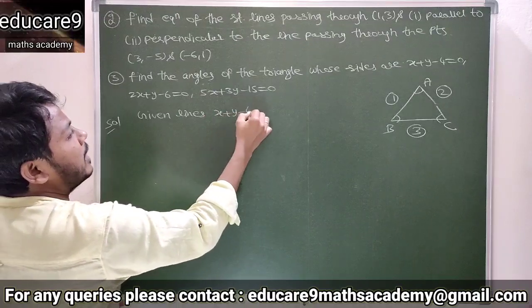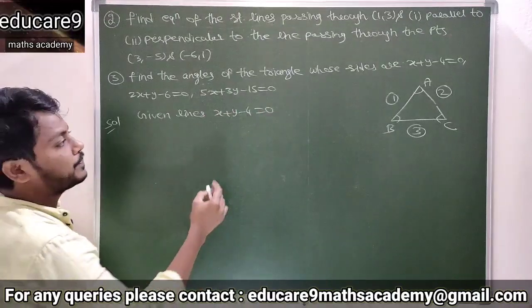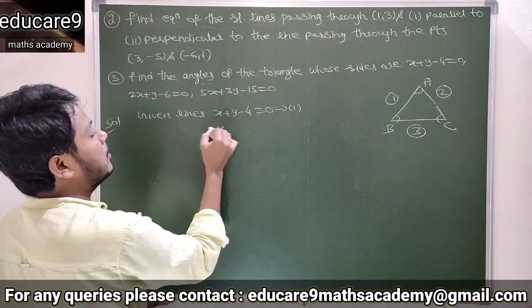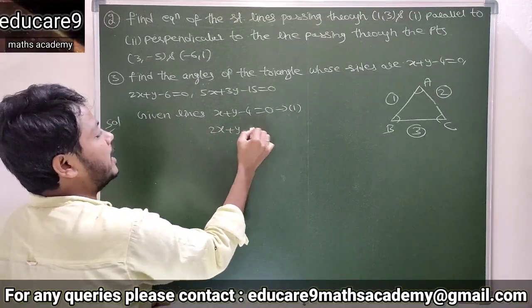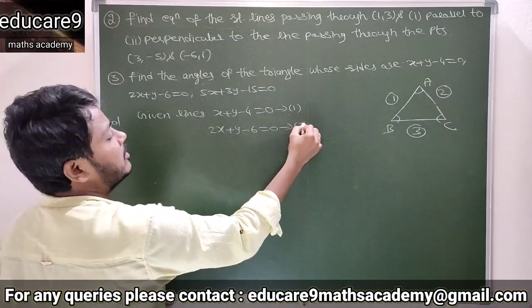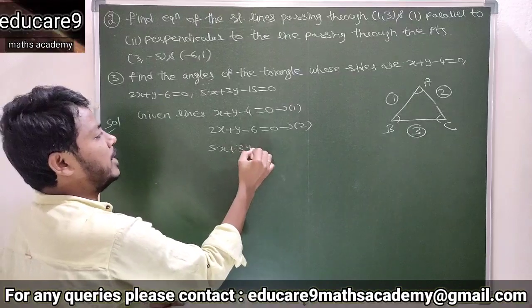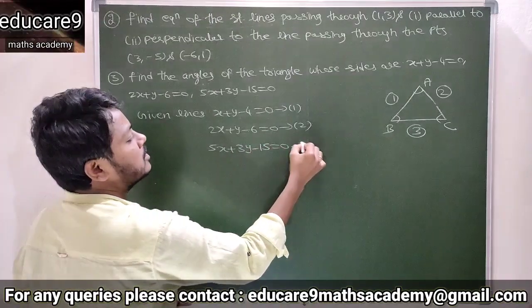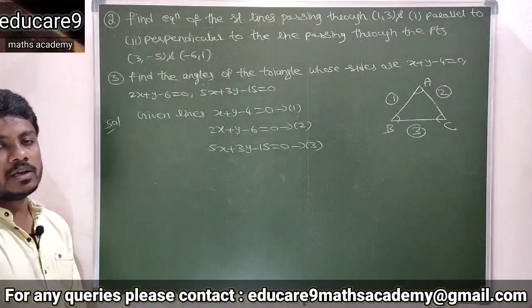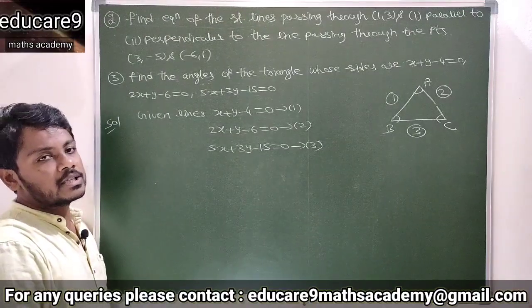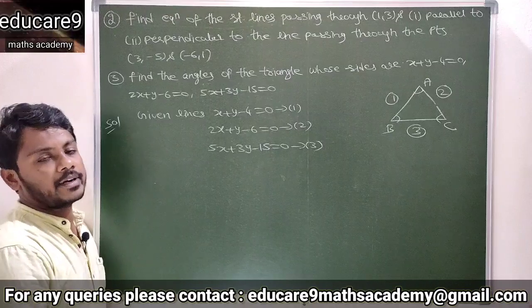x plus y minus 4 equals to 0. So this is equation 1, and 2x plus y minus 6 equals to 0. This is equation 2. And 5x plus 3y minus 15 equals to 0. So this is equation 3. Okay. So these are the given equations. Now using these equations you need to find the angles of a triangle.